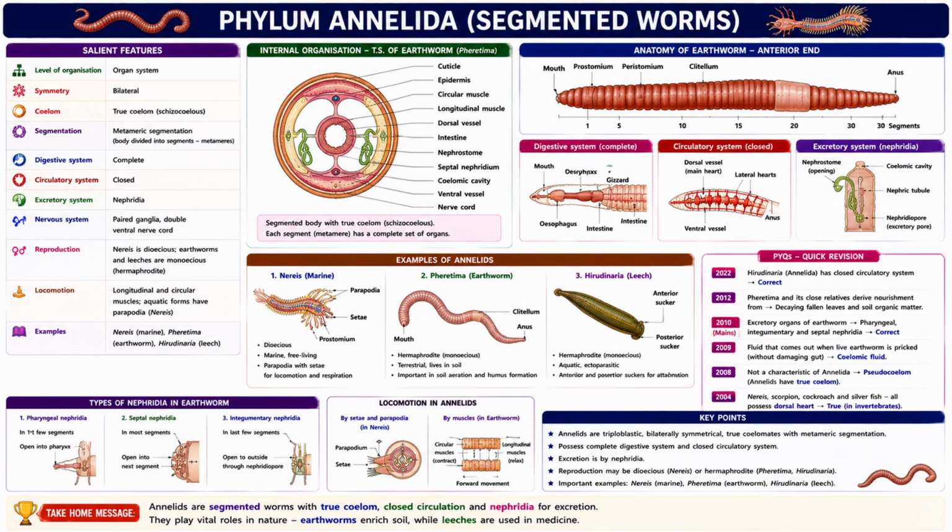So, types of nephridia in the earthworm: pharyngeal nephridia, septal nephridia, and integumentary. The pharyngeal nephridia are seen in the first few segments, septal nephridia are seen in most segments, and integumentary nephridia are seen in all segments. Locomotion is by muscles in earthworm, and in Nereis there are parapodia. So there are many previous year questions also given here. You have to analyze these questions and also see the diagram, cross section, segments multiple times in order to answer the questions properly.